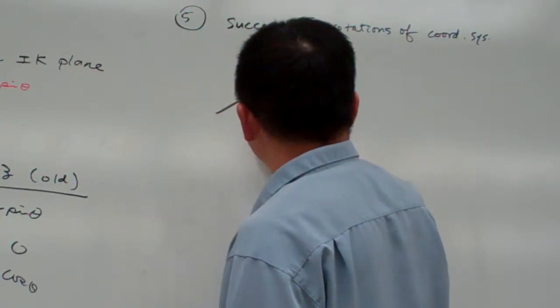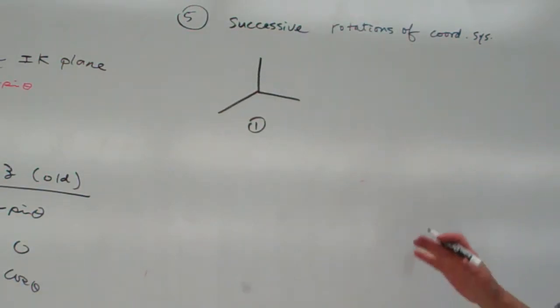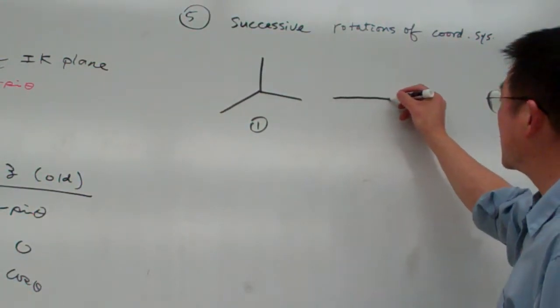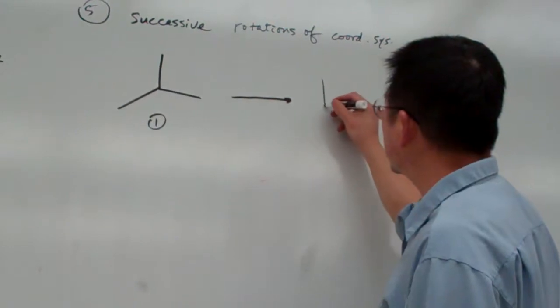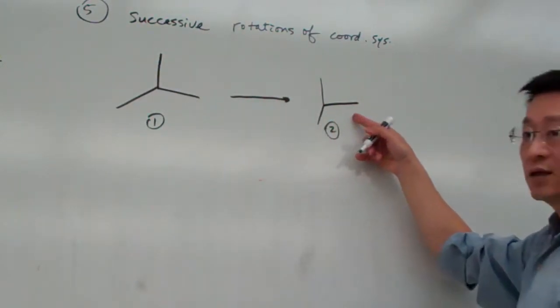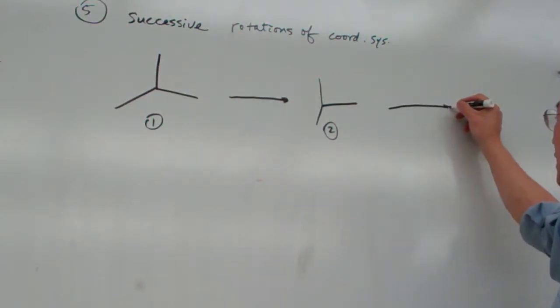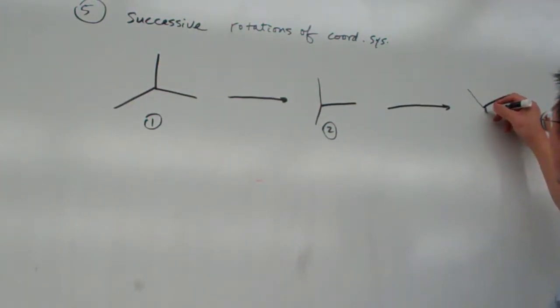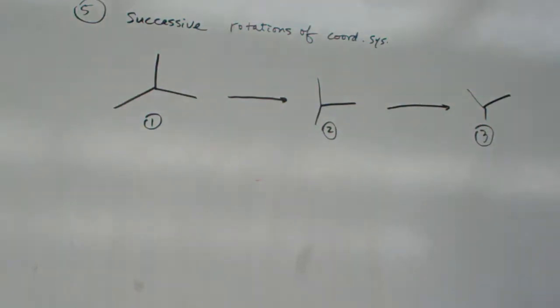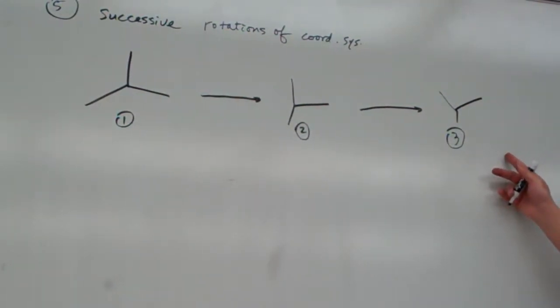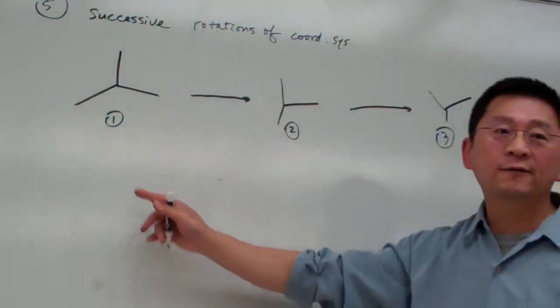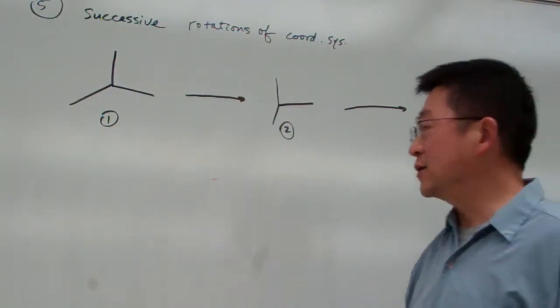If this is the first coordinate system, and we do a certain transformation or rotation, we get to the second coordinate system. They are all still in Cartesian coordinate systems, and then we do another transformation. We get into the third coordinate system. Then we want to find out the relation of the coordinates between 3 and 1. So here we can try.